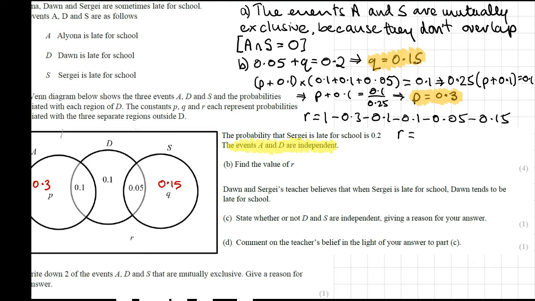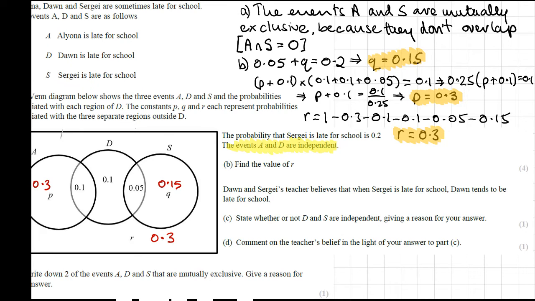And that also gives R is equal to 0.3. So let's highlight that and let's put that on our Venn diagram. So 0.3. Okay, Dawn and Sergey's teacher believe that when Sergey is late for school, Dawn tends to be late for school. State whether or not D and S are independent, giving a reason for your answer.